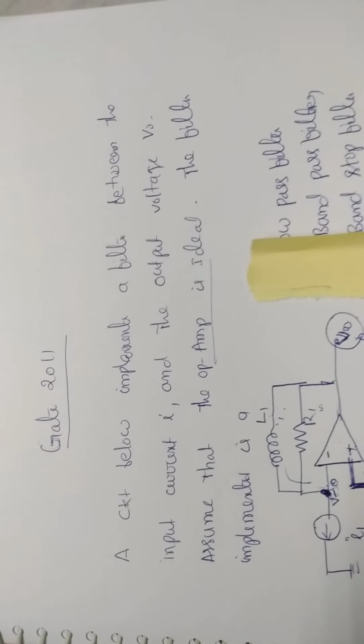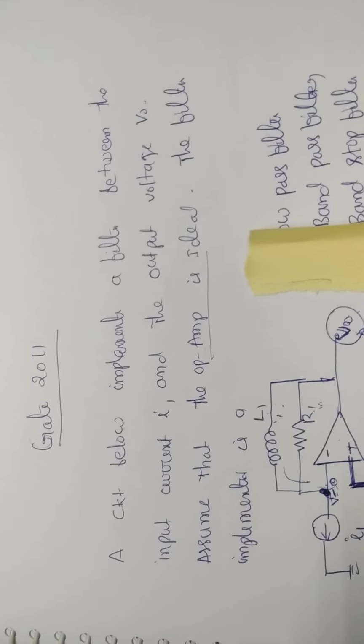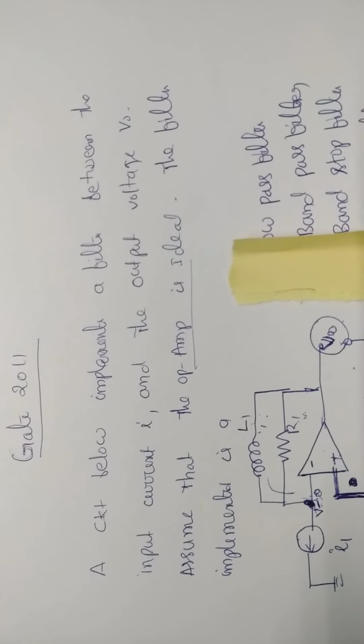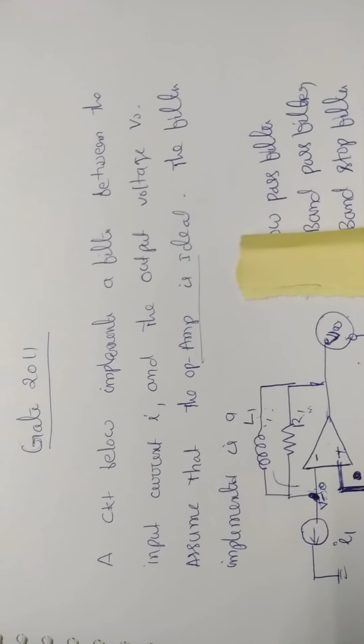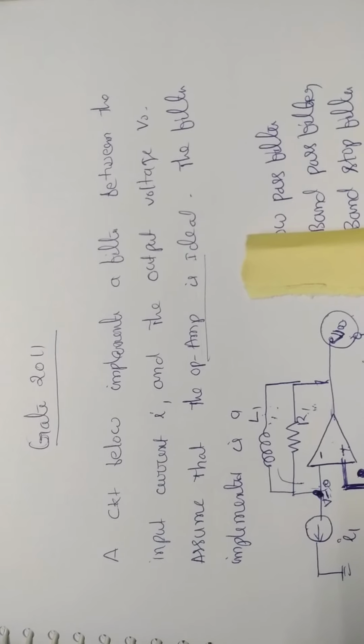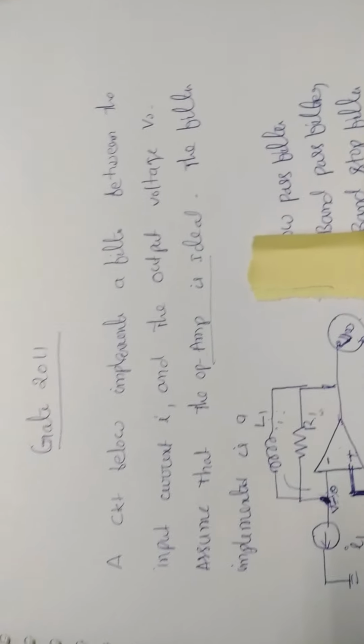Hi, this is a GATE 2011 question related to analog electronics. The topic is operational amplifier. Let's see how to solve the problem. A circuit below implements a filter between the input current I1 and output voltage V0. Assume that the op-amp is ideal.